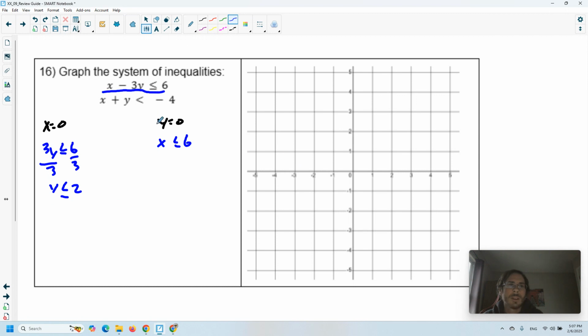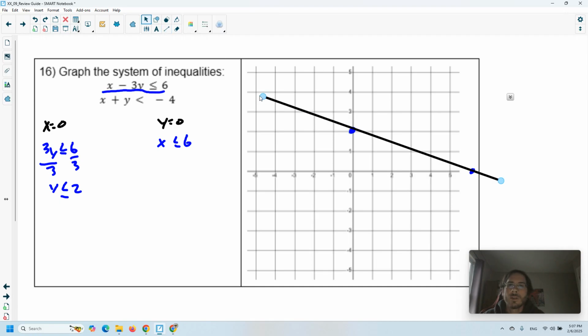So I've got my points. I know it's an or equal to, so I've got y is less than or equal to 2, x is less than or equal to 6, which would be over here. And I've got a solid line, so let's go ahead and throw a solid line in.